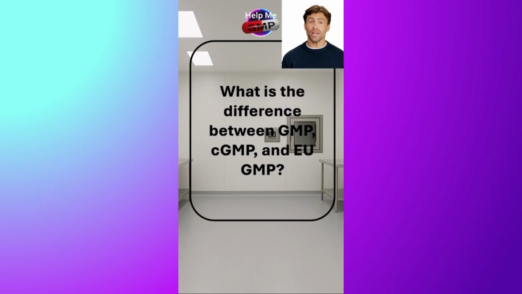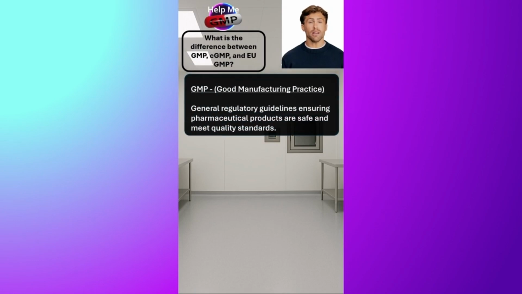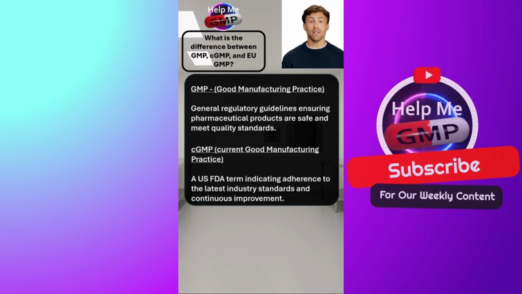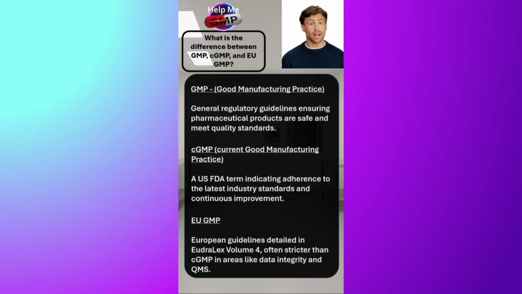What is the difference between GMP, CGMP and EU GMP? Good manufacturing practice comprises general regulatory guidelines that ensure pharmaceutical products are safe and meet quality standards. Current good manufacturing practice is the term used by the United States regulatory authority to indicate adherence to the latest industry standards and continuous improvements. European Good Manufacturing Practice refers to the guidelines detailed in EudraLex Volume 4, which are often stricter in areas such as data integrity within the quality management system.